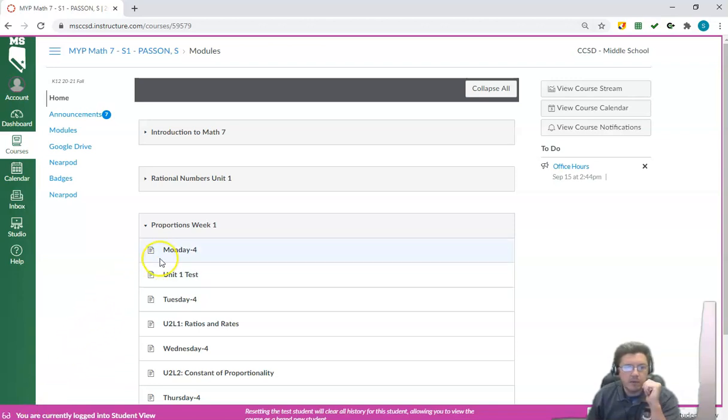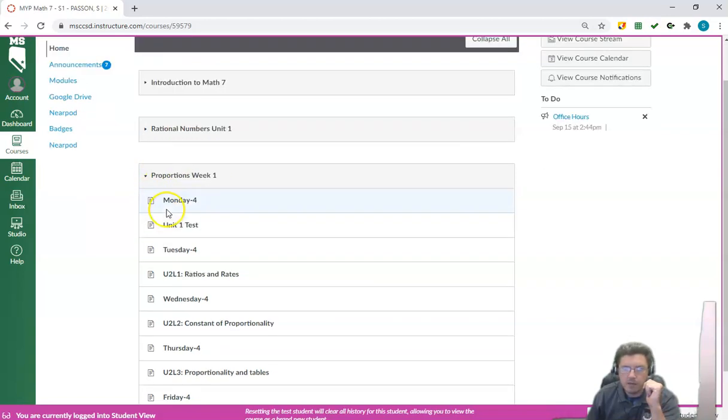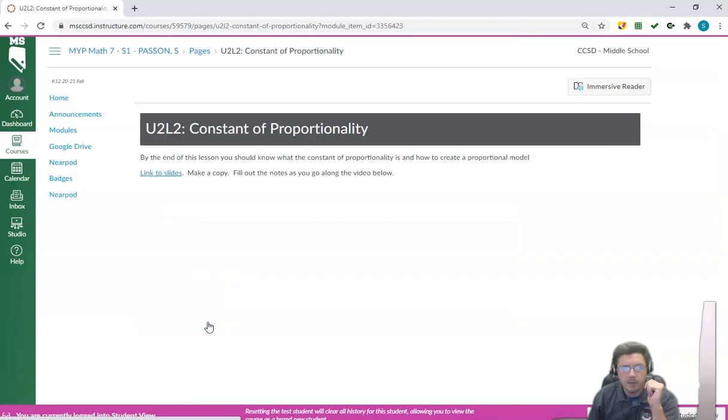Hello, today we are going to be talking about lesson 2 in our ratios and proportions unit. So here we've got our proportions. You'll notice that I've reorganized all of the rational numbers unit into one tab there. So let's go ahead and take a look. Last time we did unit 2, lesson 1, ratios and rates. Today we're going to do constant of proportionality.